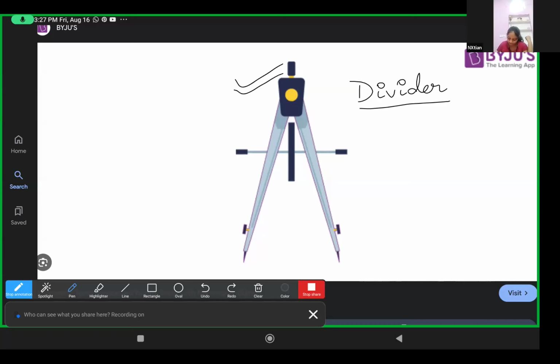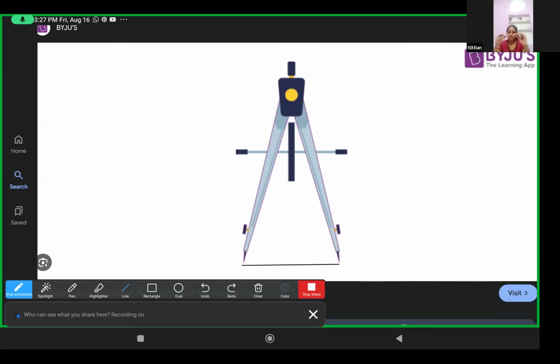Okay, just suppose I have a line. I'll put the line here. So I'll put the two ends of the divider on my line segment, and then I will open the divider to the length of my line. And then I'll put the divider on the scale to see what the length of my line segment is.